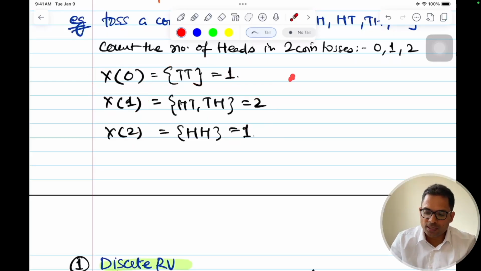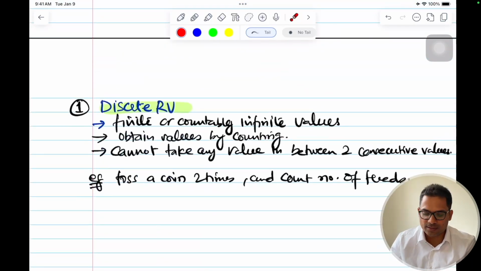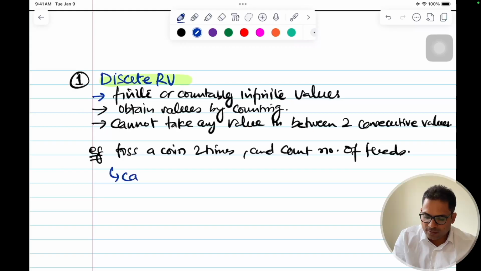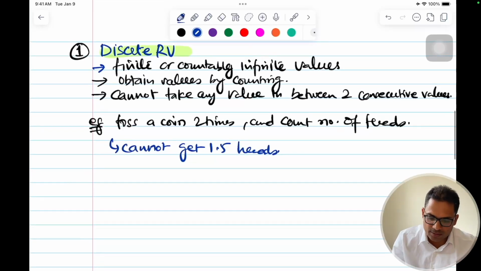So is it possible to get 1.5 heads? No, right? Either we can get 1 head or 2 heads. We cannot get 1.5 heads. So this is what the last statement means: it cannot take any value in between two consecutive values in discrete. I'll write it: cannot get 1.5 heads here. I hope this is clear.